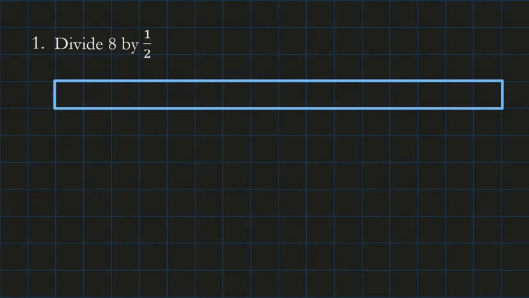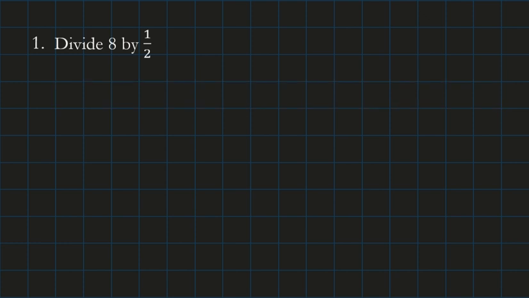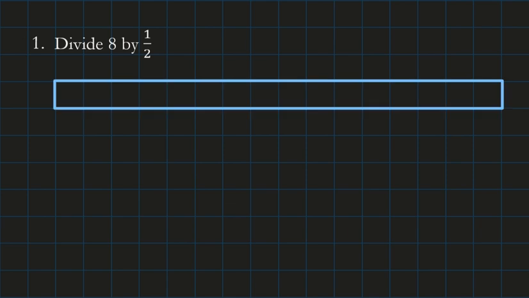Hi, if I want to divide 8 by half, it simply means that I'm breaking 8 into halves. So, for instance, if I break 8 into ones, I will have this. So, this is breaking 8 into ones. 1, 2, 3, 4, 5, 6, 7, 8.